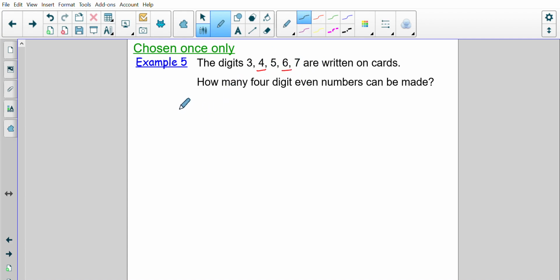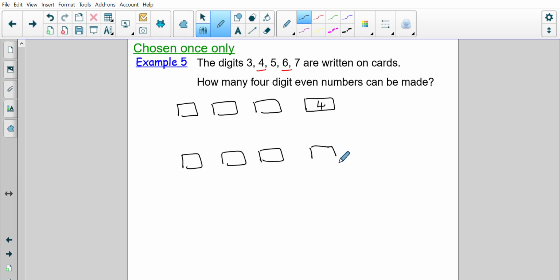So what I've got now is 2 different possibilities. In the first possibility, I could have a 4 at the end. And in the second possibility, I could have a 6 at the end. That's going to give me 4-digit even numbers, both of those. So I've got first possibility or second possibility. So let's look at what could be left to go in these positions here.